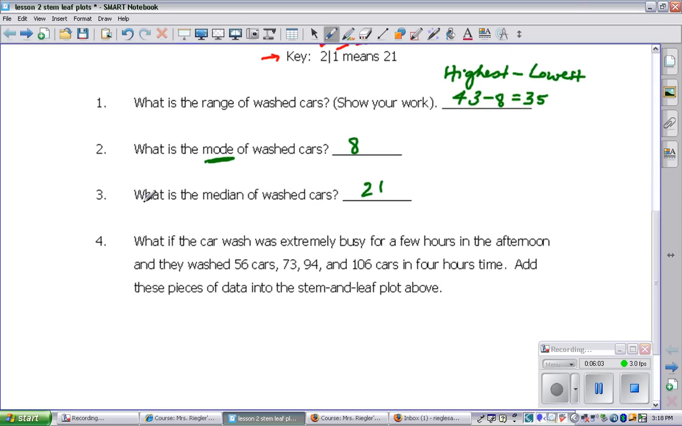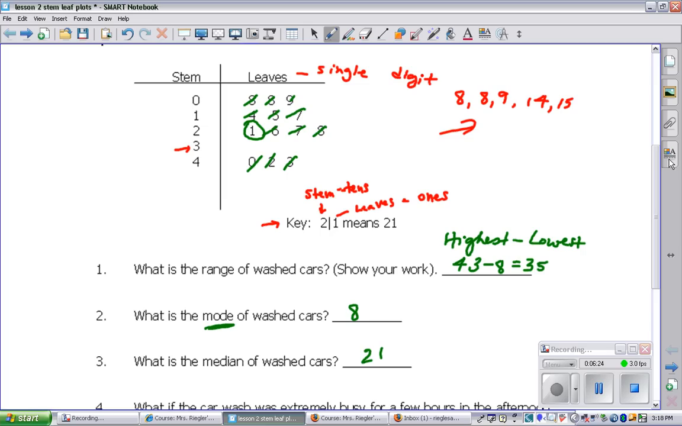Okay, so number 4, it says, what if the car wash was extremely busy for a few hours in the afternoon and they washed 56 cars, 73, 94, and 106 cars in 4 different hours of time? Add these pieces of data into the stem and leaf plot above. So let's take these 4 data values and add them into the stem and leaf plot that's already here. You might need to extend your line a little bit. So see if you can add those 4 numbers in here on your own. Pause for just a second, and then come back in a minute and check it once you get it done.